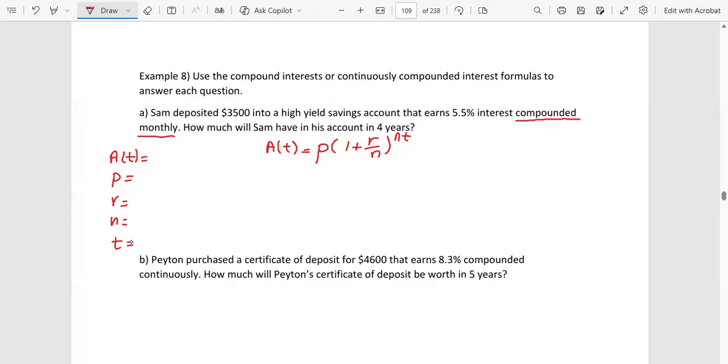Let's go back and read the question again. Deposited 3,500, which means that's the initial value, P, principal. Earns 5.5% interest. That's the interest rate, 5.5%, which means 0.055. Compounded monthly means we have 12 months in a year, so N is 12. And how much will Sam have? That means A is missing after 4 years. That means T is 4. So just replace these numbers into the formula.